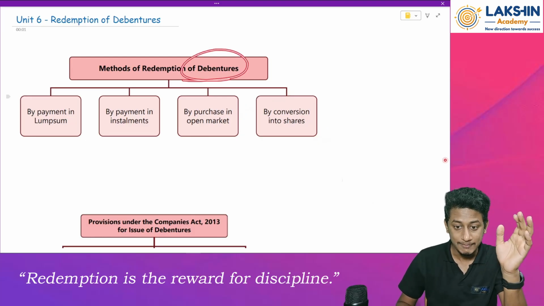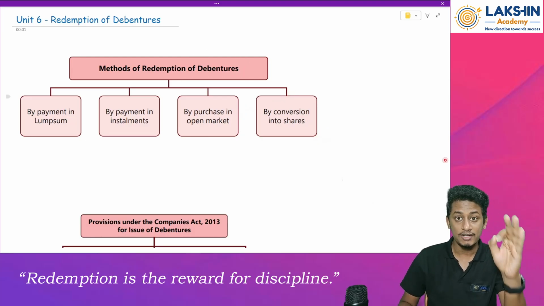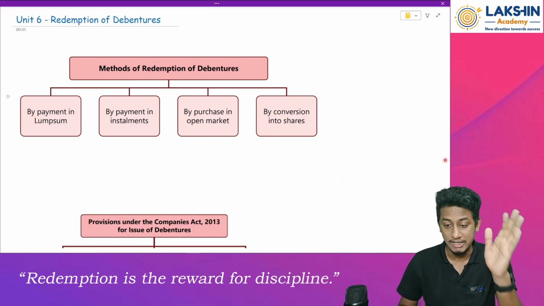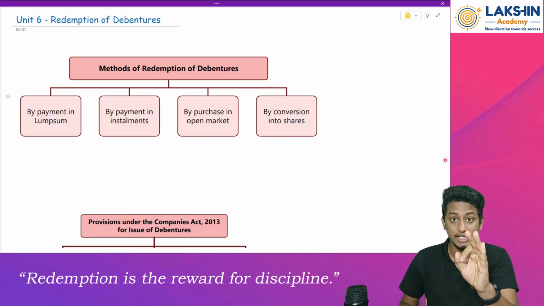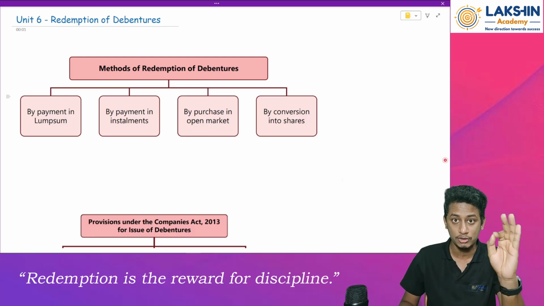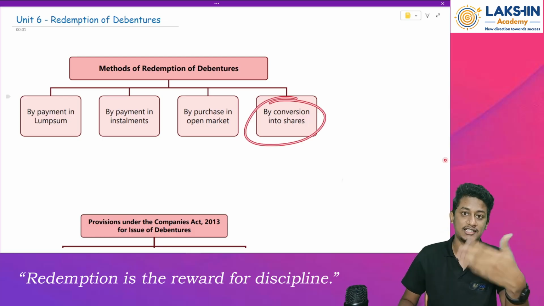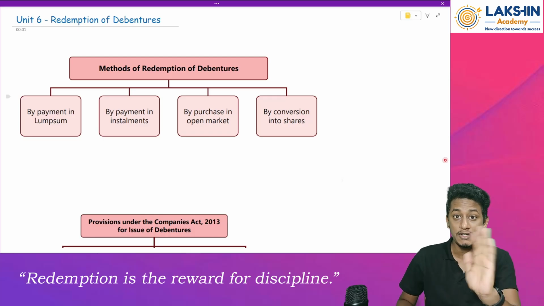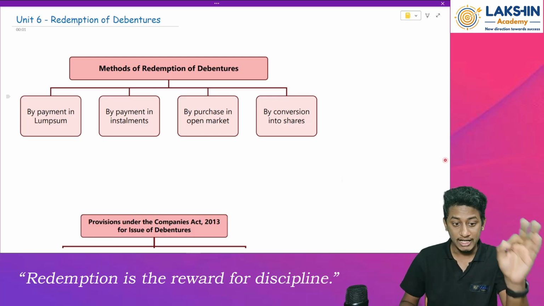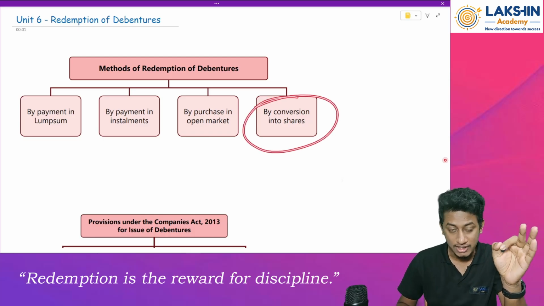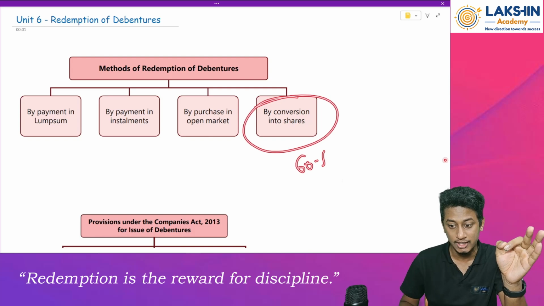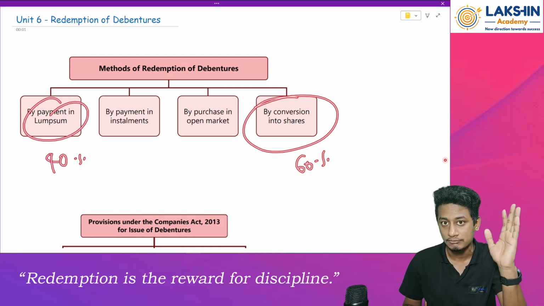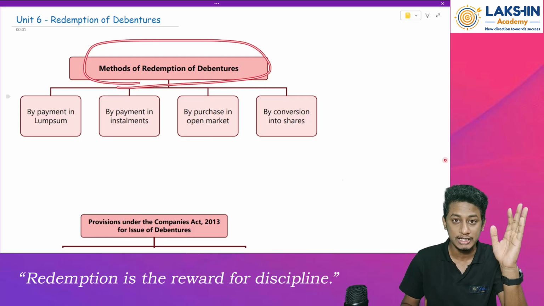These debentures will also have an option of conversion, so we call them convertible debentures. That means these can be converted into equity shares. They will have an option to convert into equity shares after, let's say, 5 years, 10 years, or 20 years, but we won't pay them the money. Or what we can do is convert some of them, let's say 60%, whereas the remaining 40% we pay them in lump sum. This can also be done. Clear? These are some of the modes of redemption of debentures.